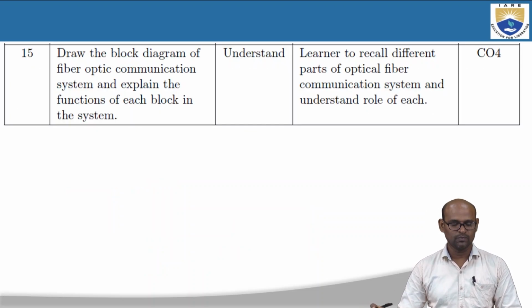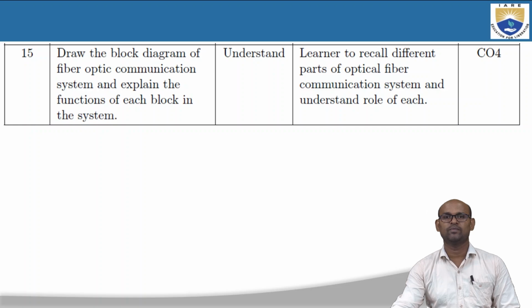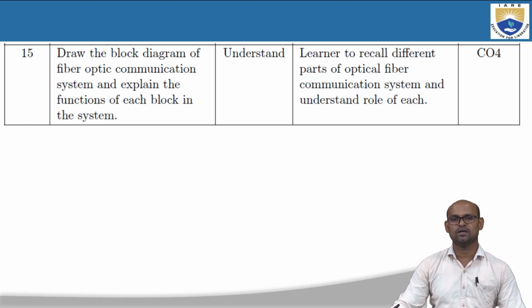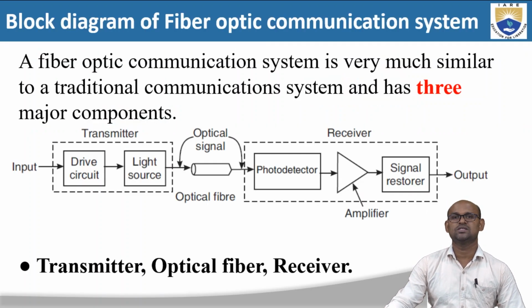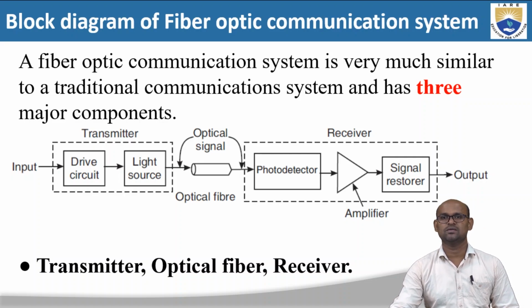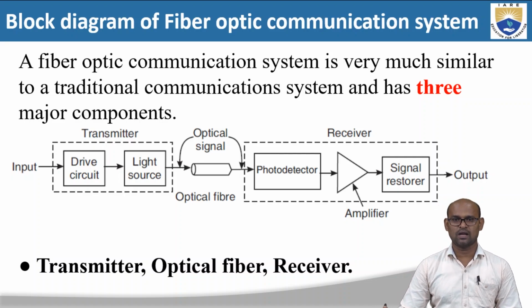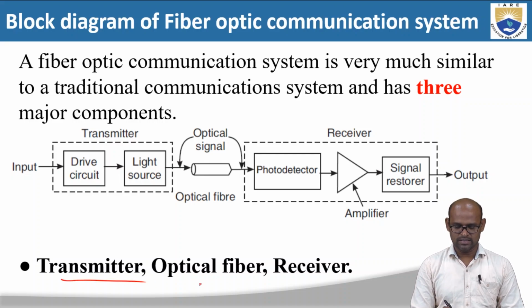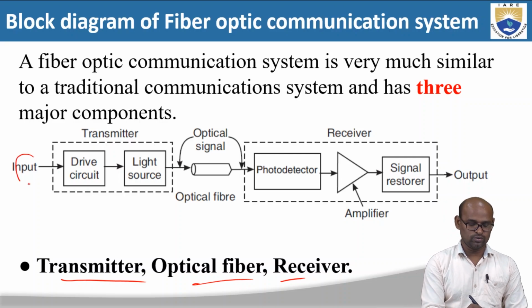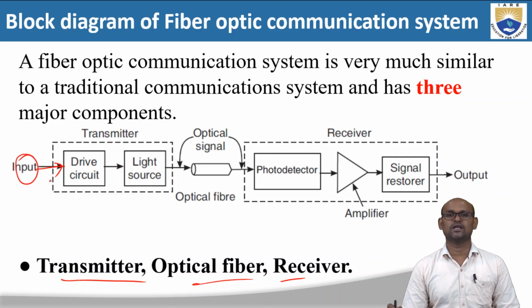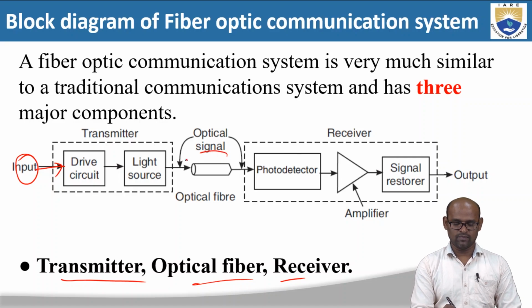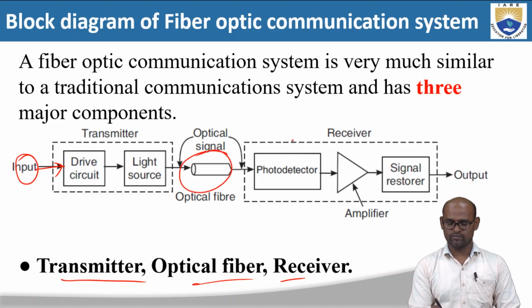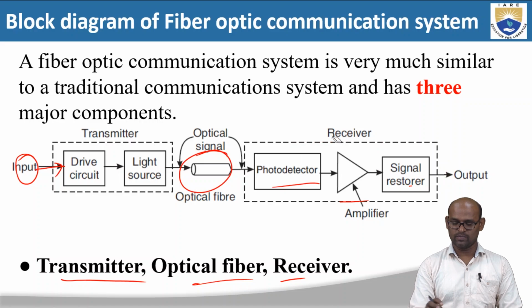Draw the block diagram of optical fiber communication system and explain the functions of each block in the system. This is a block diagram of a fiber optic communication system. Basically, it has three major components: transmitter, optical fiber, and receiver. In the transmitter you have the drive circuit. We give the input to the transmitter. The transmitter has a drive circuit and light source, then you have the optical fiber where the signal propagates, and you have the receiver in which you have photo detector, amplifier, and signal restorer. Finally, you get the output from the receiver.